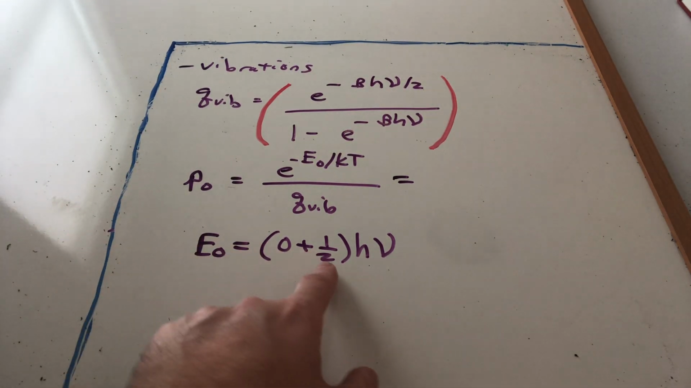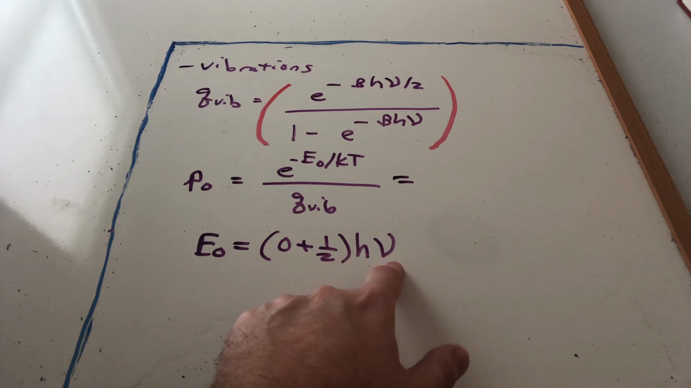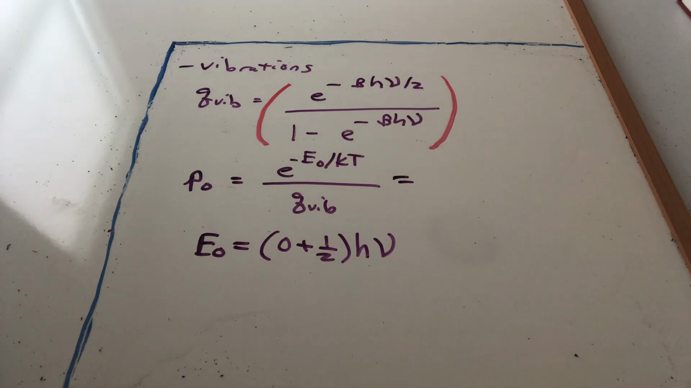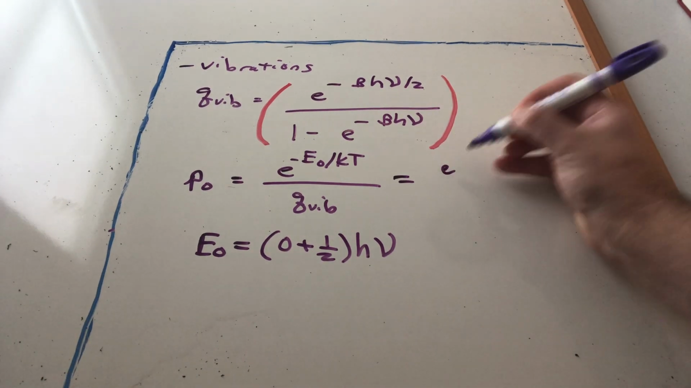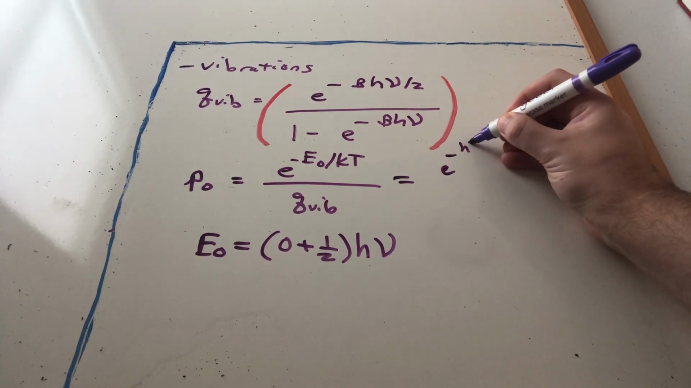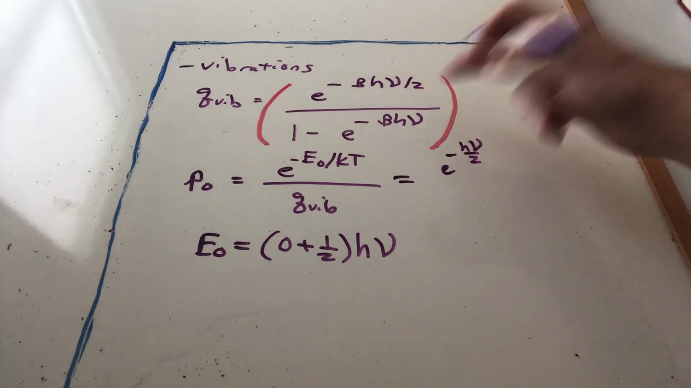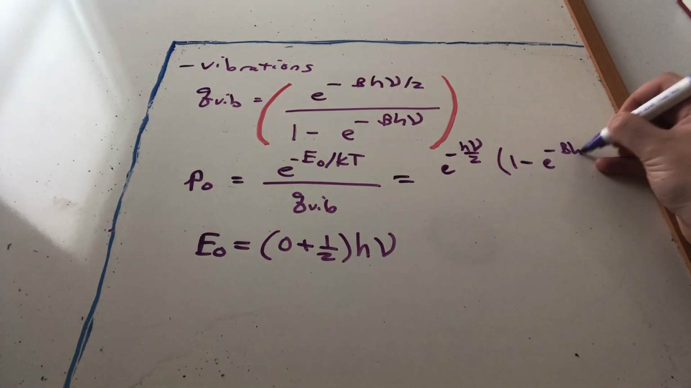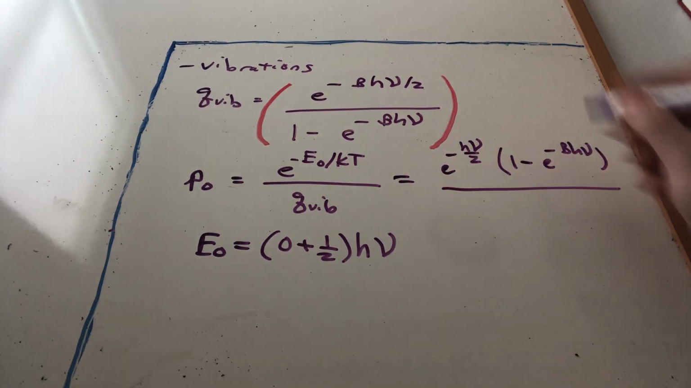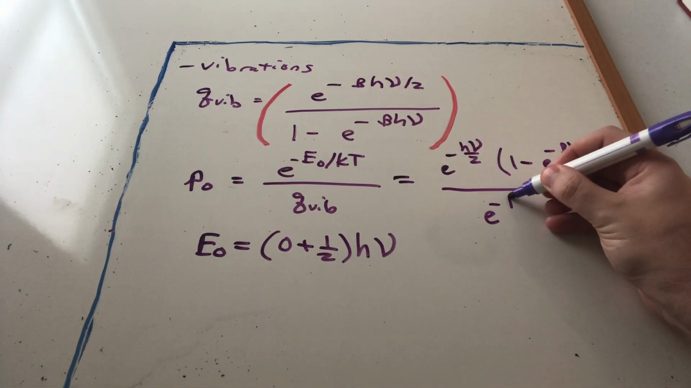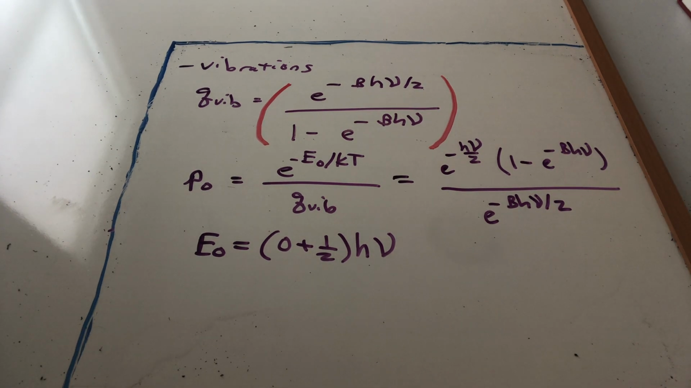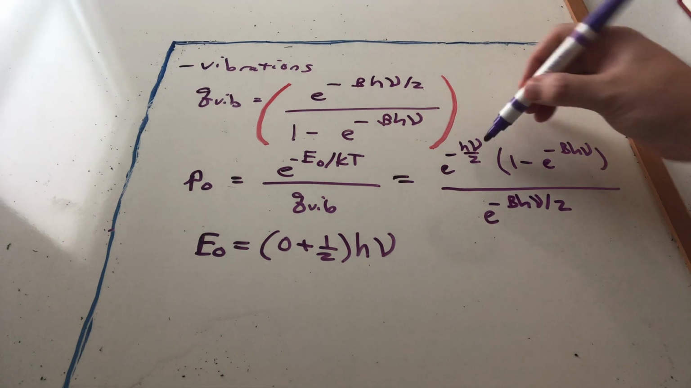I'm also going to make this substitution. This looks like 1/2 h bar nu. Sorry, 1/2 h nu, there's no h bar here. 1/2 h nu is E0. So then this is going to look like e to the minus h nu over 2 kT. The denominator here gets flipped to the numerator, e to the minus beta h nu, and this stays in the denominator, e to the minus beta h nu over 2.